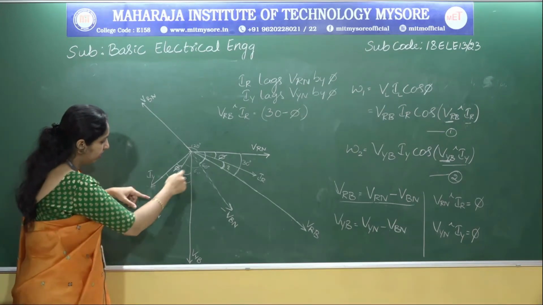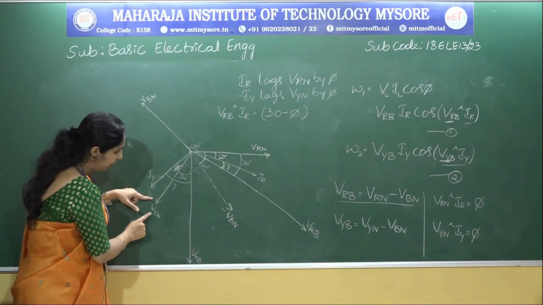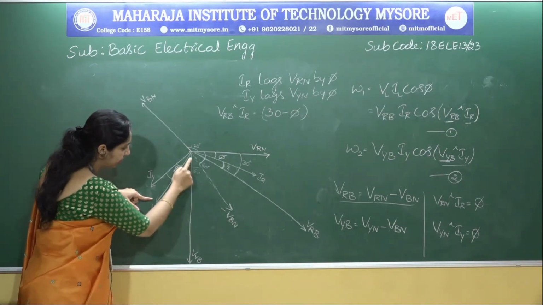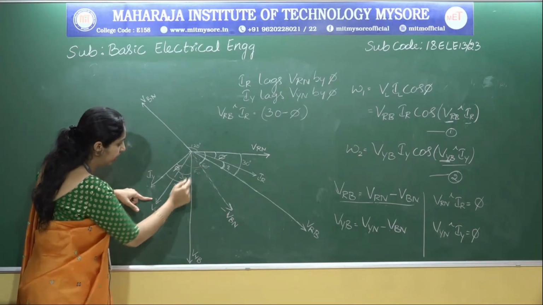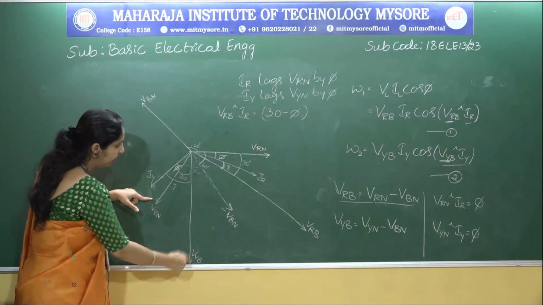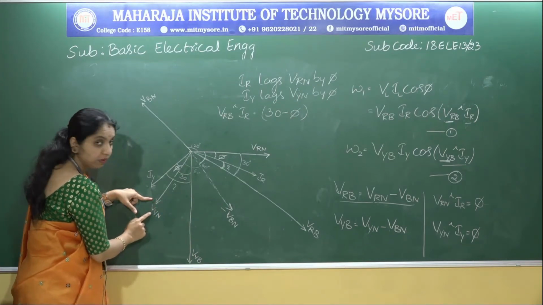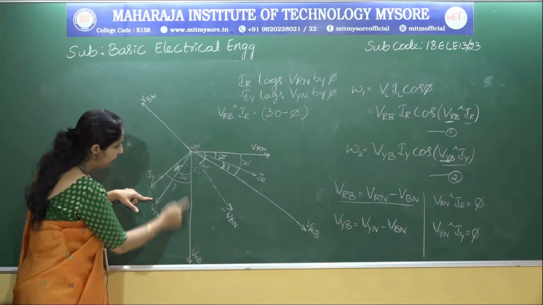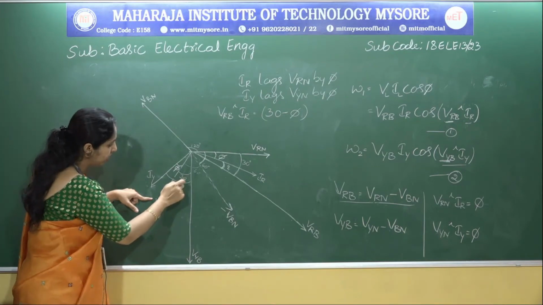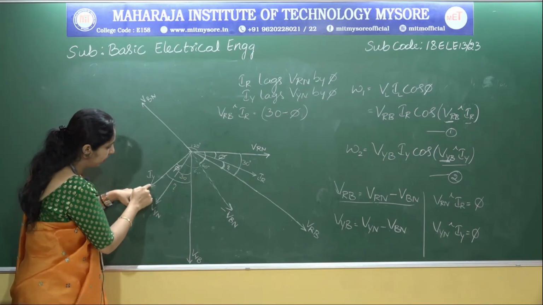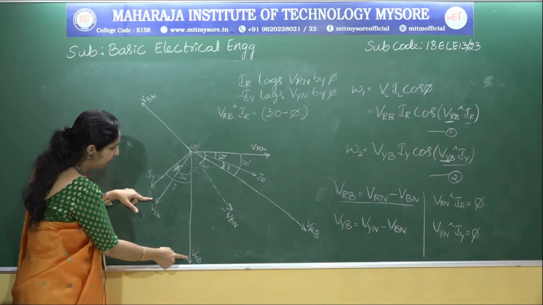Okay, so here the angle difference between VYN and minus VBN is 60 degree, and since this VYB is exactly half of these two lines, the angle difference between VYN and VYB is 30 degree. Now the question is, what is the angle difference between IY and VYB?